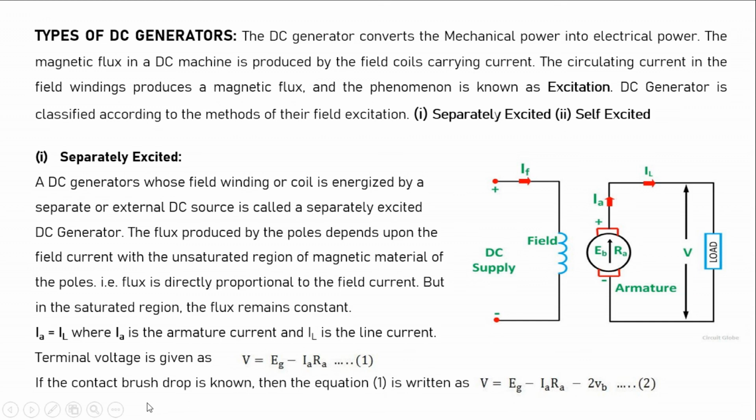If we go deeper and consider the brush contact drop, there is a drop in the brushes when current is passing through them. If you consider the brush contact drop, the voltage available at the terminal will be reduced. Minimum there will be two brushes, so 2 VB, the voltage across the brushes. So the total voltage available at the terminal is the generated EMF minus the voltage drop in the armature minus the voltage drop in the brushes.